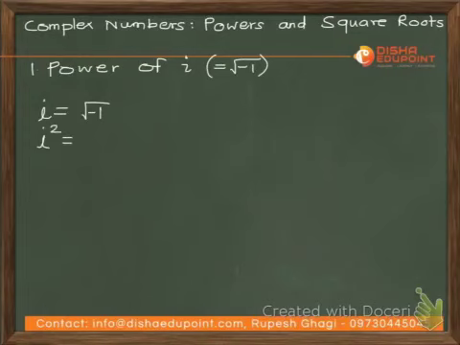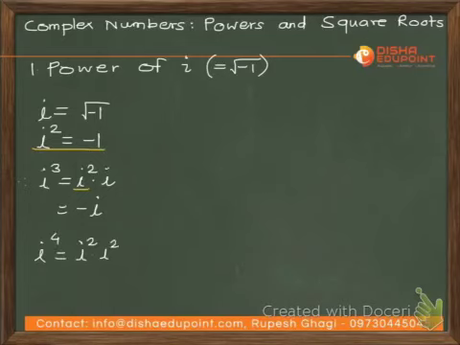So obviously i square, i to the power 2, will be equal to minus 1. Now i cube. i cube could be written as i square into i, right? But i square is equal to minus 1, and that's why i cube is equal to minus i. i to the power 4 could be written as i square into i square, which is equal to minus 1 into minus 1. So i to the power 4 is equal to 1.